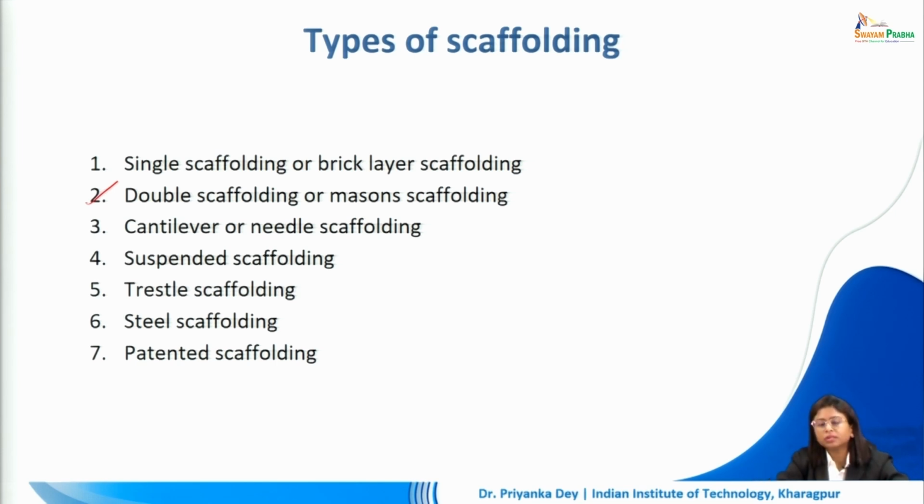In that situation, it is better for us to create an independent scaffolding which is a little separated from the wall. There are two parallel layers of standards to support this entire temporary structure. Cantilever or needle scaffolding. There's another type called suspended scaffolding, trestle scaffolding, steel scaffolding which instead of using timber uses steel parts, and also patented scaffolding which has certain patented specific parts.